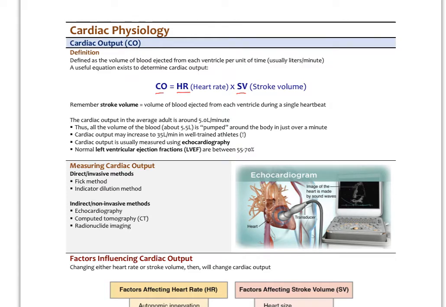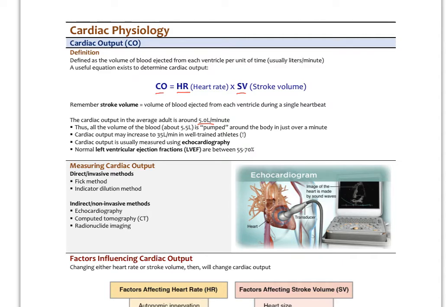stroke volume. Remember, stroke volume was the amount of blood ejected with each ventricular systole. So with each contraction of the ventricles, that's the stroke volume. In the average adult, the cardiac output is about 5 liters per minute. That's all the volume of the blood, about 5.5 liters is a total average blood volume in the average person. Again, that's about 2.5 gallons or so, is pumped around the body in just over a minute. So a tremendous volume of blood actually moves through the heart.